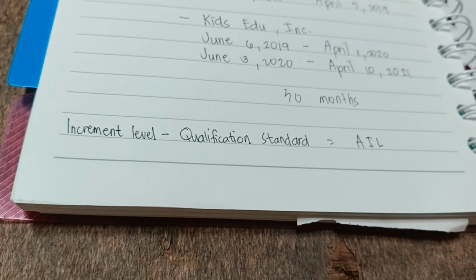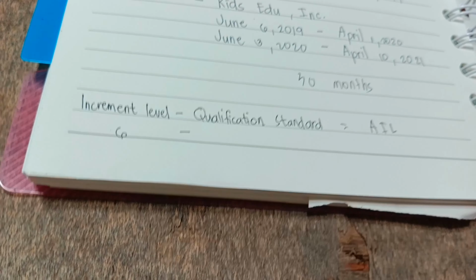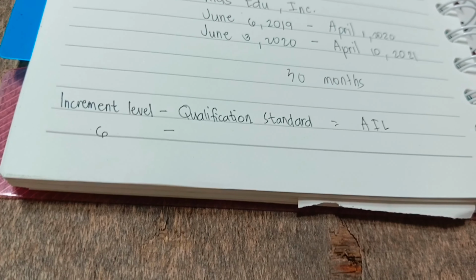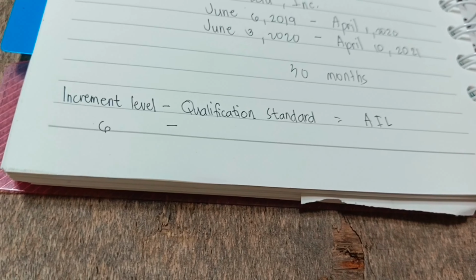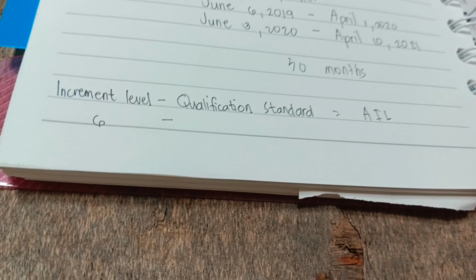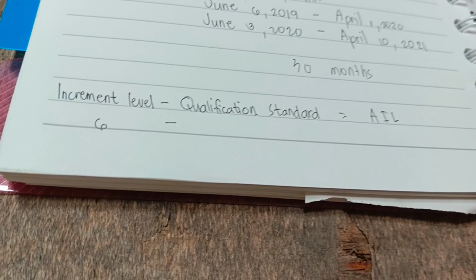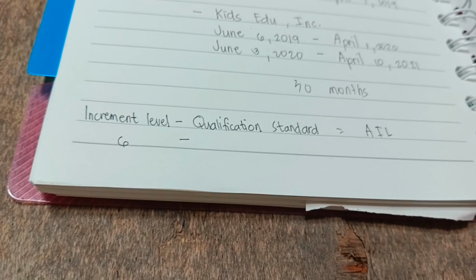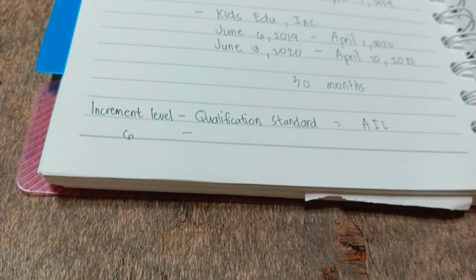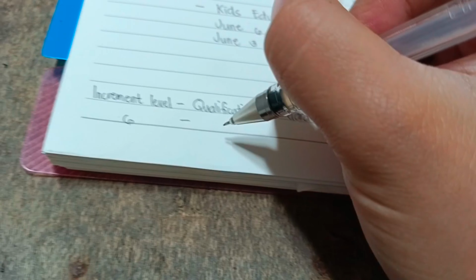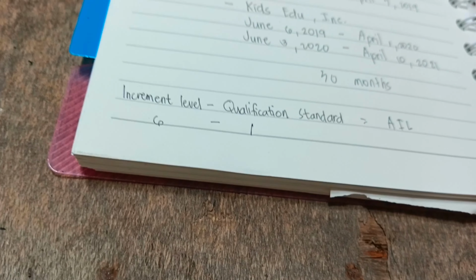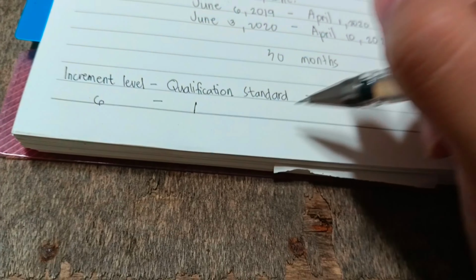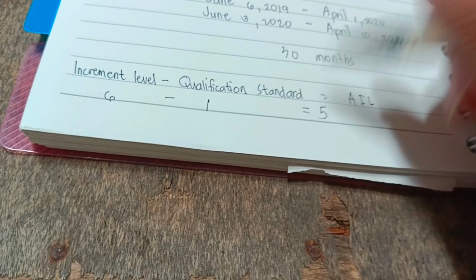The equivalent increment level of the experience of teacher B is 6 minus the qualification standard. Again, that's 0, because even if you don't have any teaching experience, there is a huge possibility that you will still be hired, or you'll get a total of 70 points plus. So the qualification standard going back is 0, and that's increment level 1. And 6 minus 1 is equal to 5.